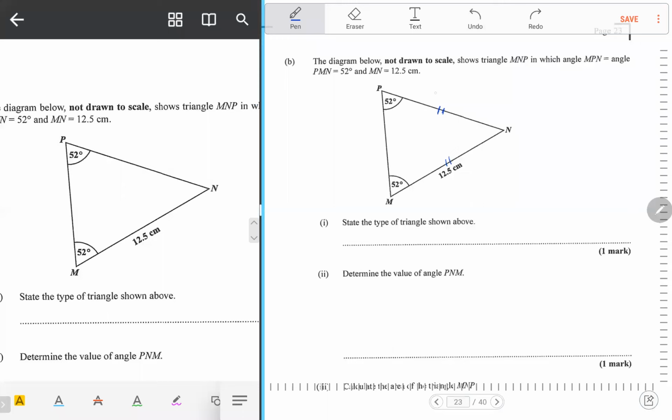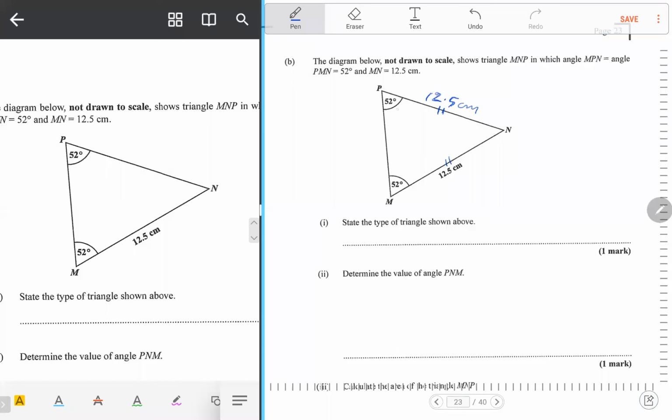I can't forget if it is there. So this side is also 12.5 centimeters. Anything you know, put it on the diagram right away, so you don't go searching anymore. All right? It didn't tell us this side, but you must deduce it because it's an isosceles triangle.